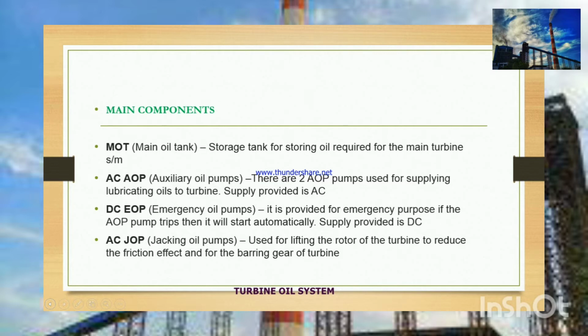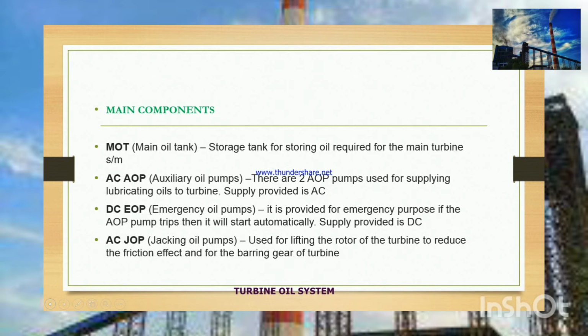The alternating current type are known as AOP, auxiliary oil pumps. There are two AOP pumps used for supplying lubricating oils. If any of the alternating current type pump trips, there will be an emergency oil pump known as DCOP. It will come into action automatically and it will supply lubricating oils.